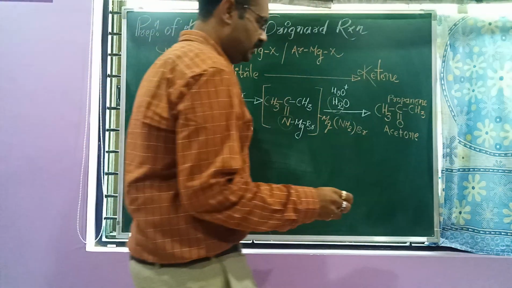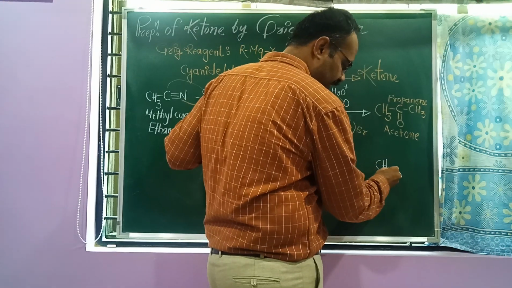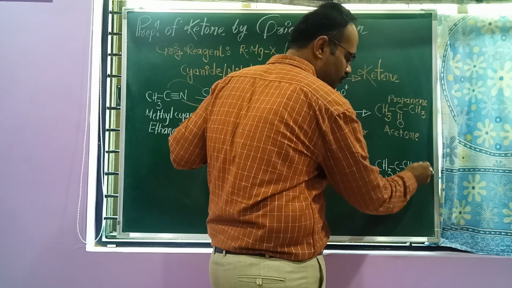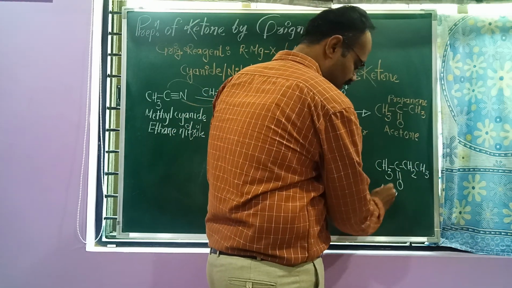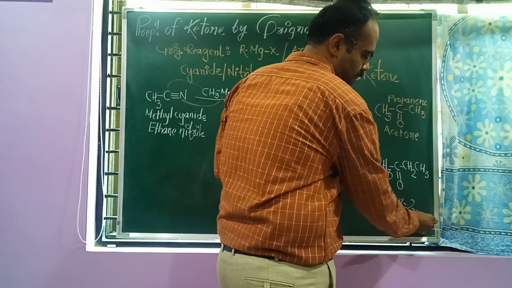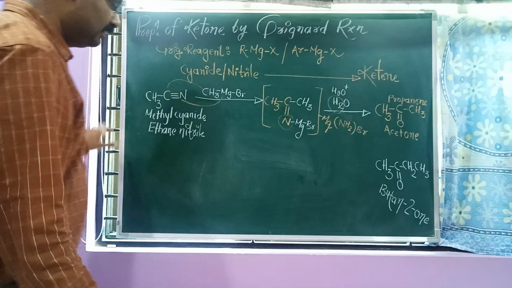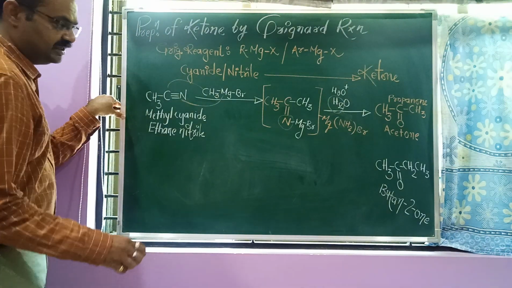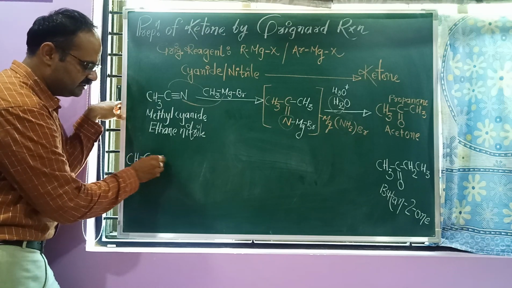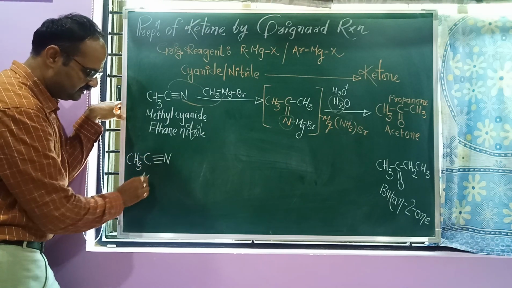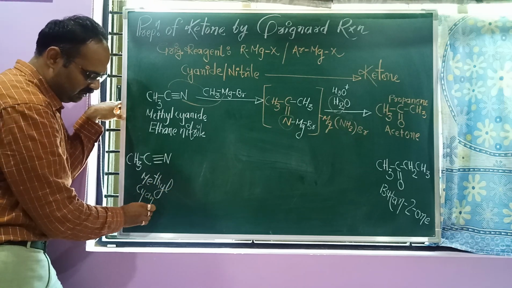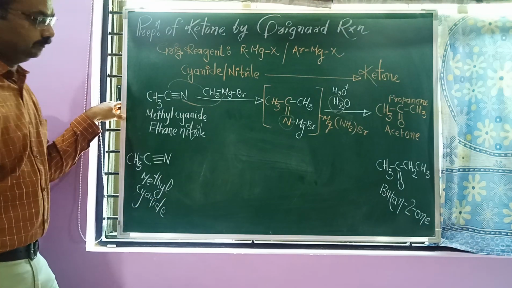See, suppose we want to prepare CH3 C double bond O CH2 CH3. That means we want final product butan-2-one. We consider starting material same, CH3 C triple bond N. Name of this compound is methyl cyanide or it is known as ethane nitrile.